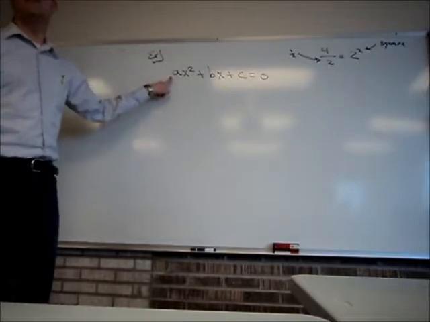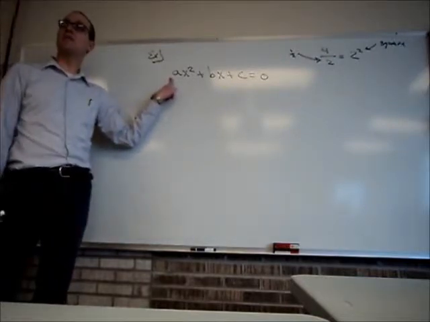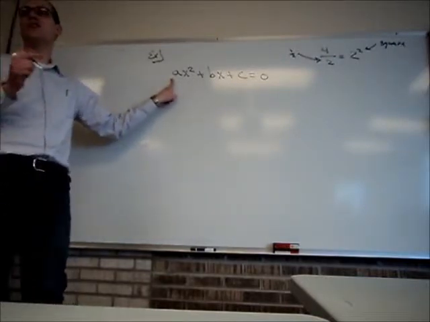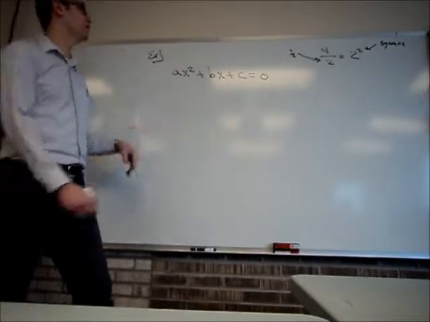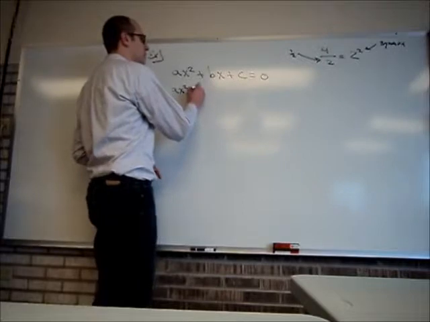This guy obviously doesn't factor. Do you remember from the previous example, the reason why this doesn't factor is because of who? A, B, or C? C. C. How did we move him? Subtract him. That's what we're going to do. We're going to subtract it over.